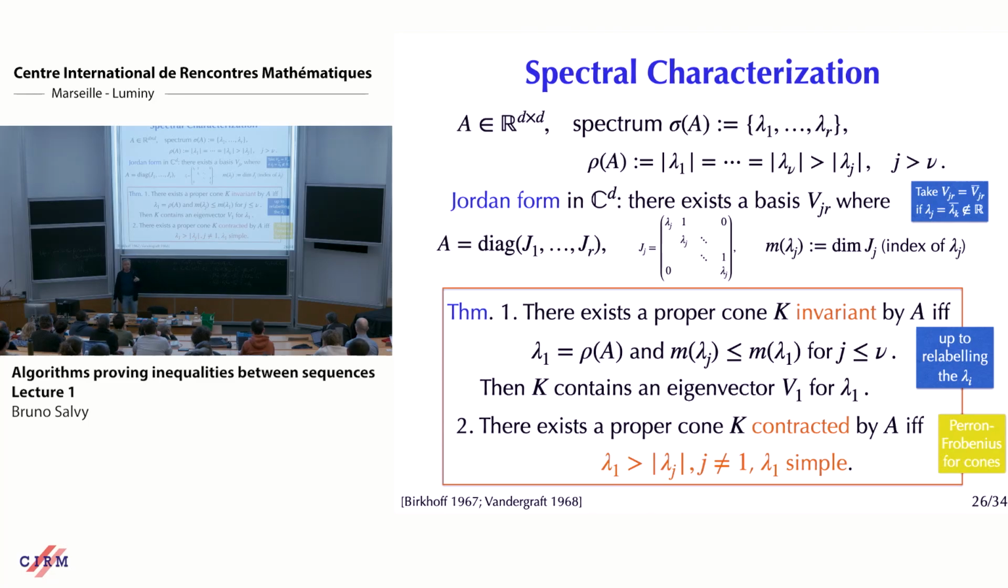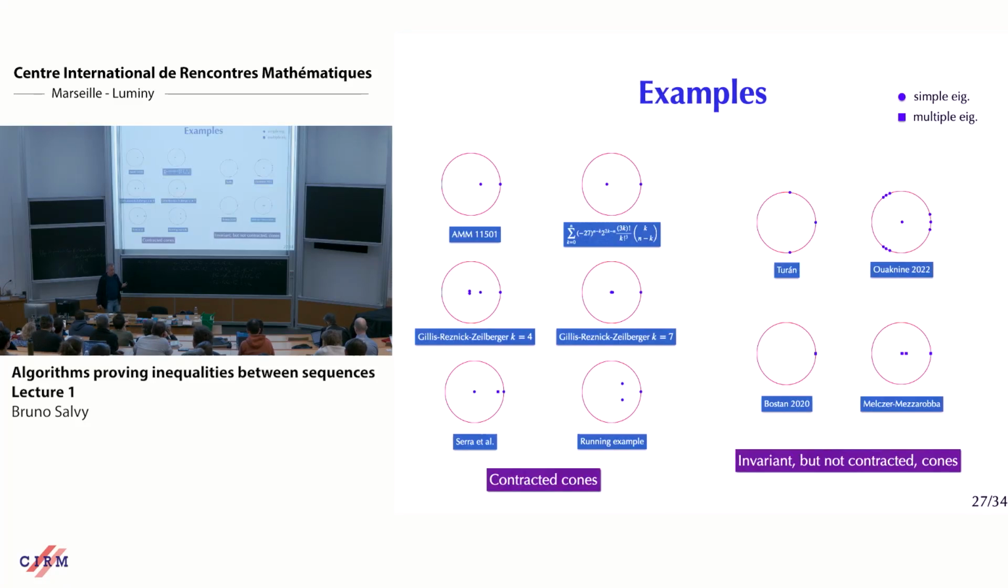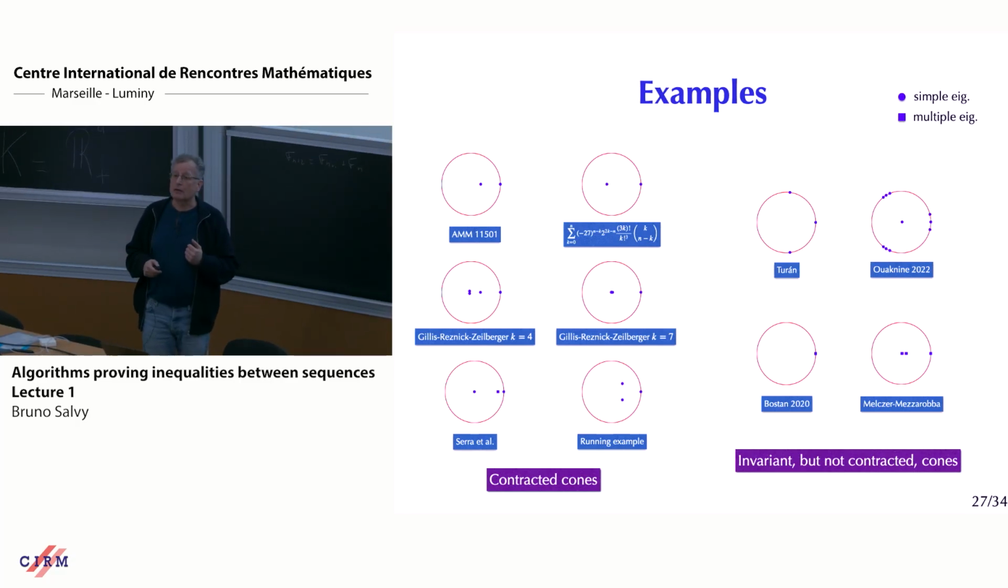So let's get back to our gallery of examples. So I did something wrong. I didn't check. So I have this legend. If you have a circle, it's a simple eigenvalue. If you have a square, it's a multiple eigenvalue. Can you see that this is a circle and this is a square? Ah, some of you can. I will say it in each case.